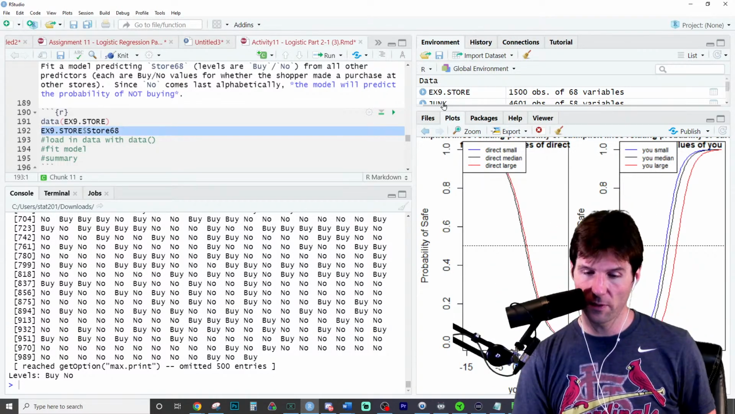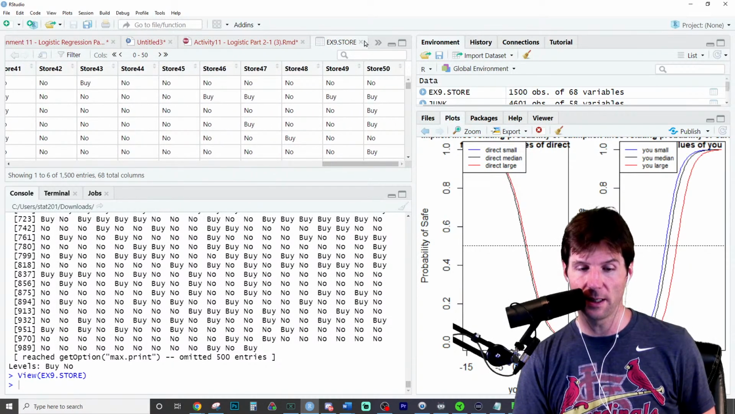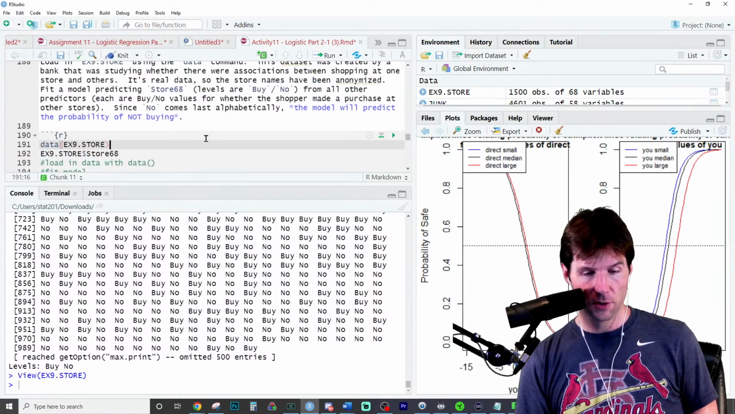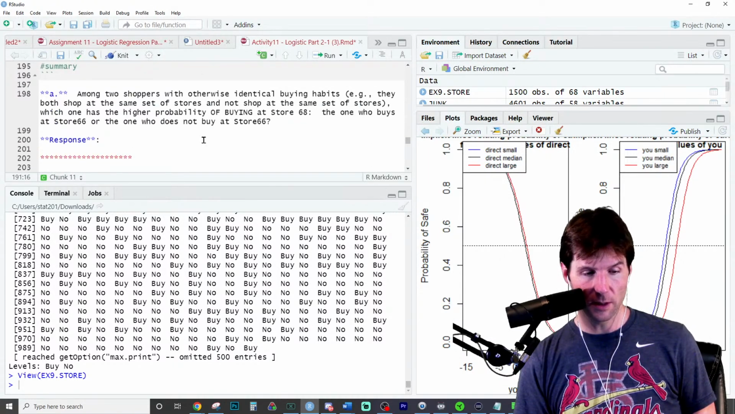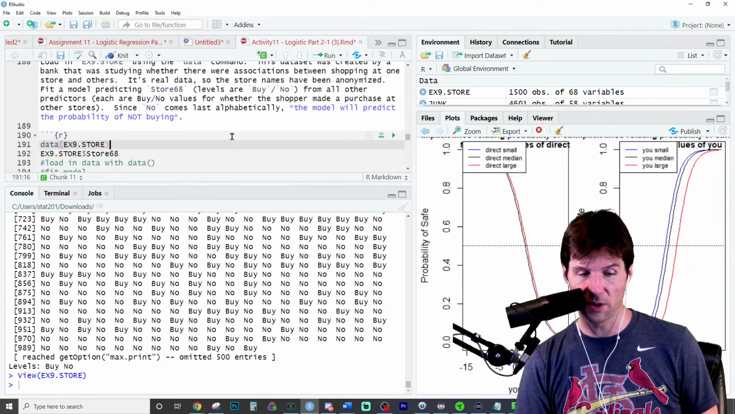So do we have any quantitative variables in this? No quantitative variables. That's going to be interesting. No good visualizations then. Among shoppers with otherwise identical buying habits, they both shop at the same set of stores and not shopping at the other set of stores. Which one has the higher probability of buying at store 68? The one who buys at store 66 or the ones who do not buy at store 66?